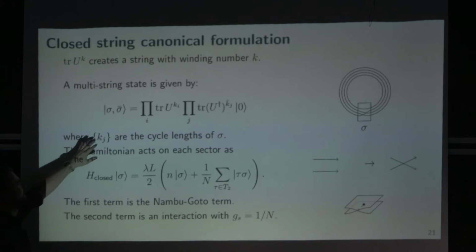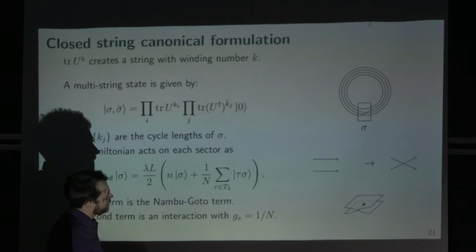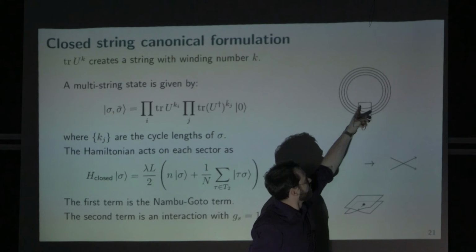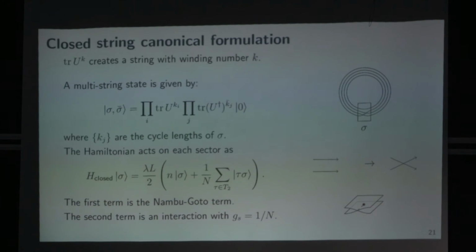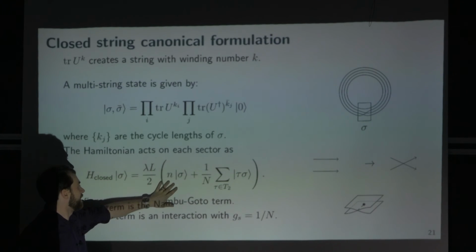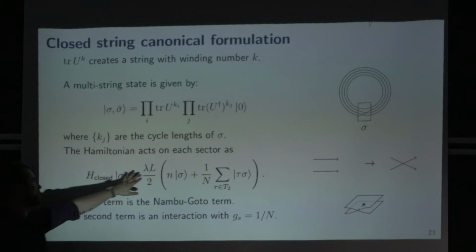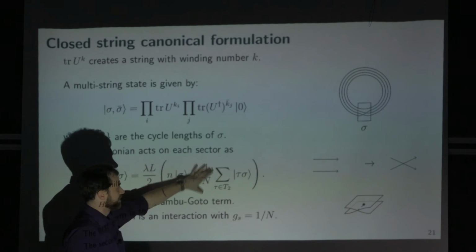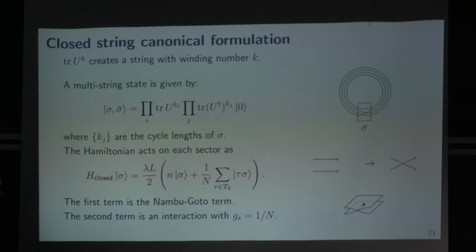And a general such state you can label with a permutation sigma, where the winding numbers are just the cycle lengths of the permutation. So the way you think of this permutation is you start by labeling all your strings, you follow them as you go around the circle, and they come back to themselves permuted in some way. And you can write the Yang-Mills Hamiltonian, and you see it has a term that just counts n, so n is the number of strings, tension times length, so it's got a Nambu-Goto type term, but it's got an interaction with strength. The strength of the interaction is 1 over n, like that's the coupling.